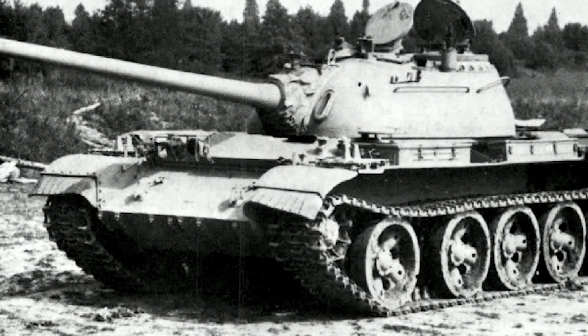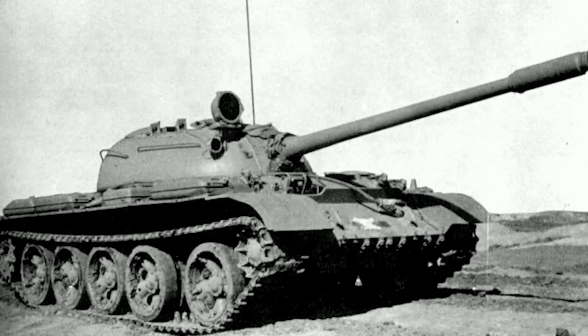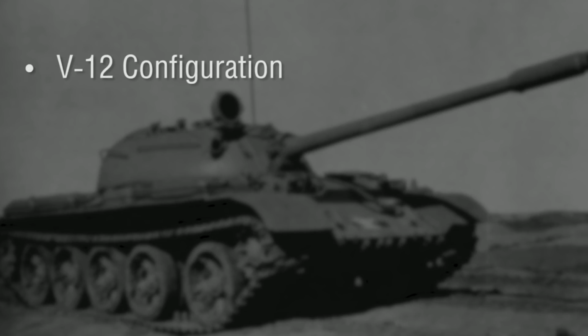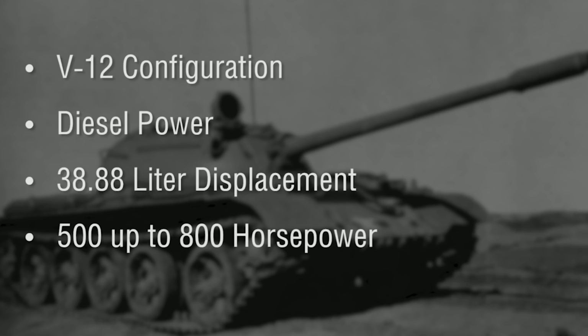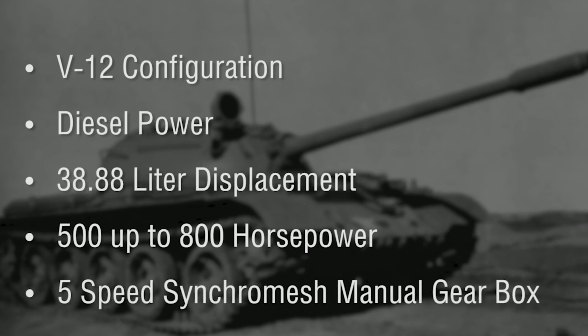These tanks weren't powered by a simple truck or tractor engine. Building on the success of the power plant from the T-34, the Soviets built another variant of the V-series engine, the V-55. This engine had impressive specs, like V12 configuration, diesel power, 38.88 liter displacement, which is more than 6 times that of a Chevy 350, 500 horsepower all the way up to 800 horsepower on later models, and it all went to the ground through a 5-speed synchro-mesh manual gearbox.